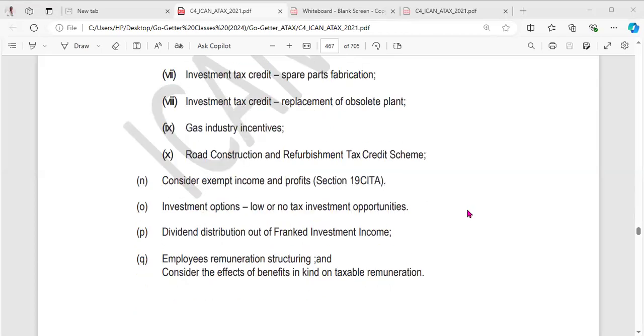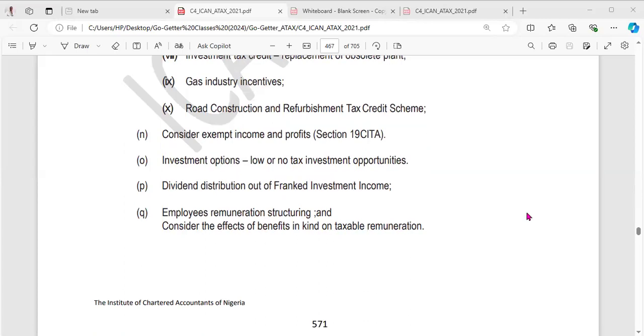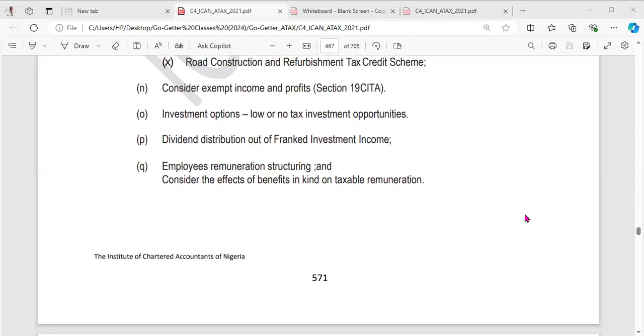Employees remuneration structure, considering the benefits, consider effect of benefit in kind on taxable remuneration. So when the company is giving you benefits in kind, they are giving you an official car as against renting a car for you. Even both of them are tax deductible for the company, and it's going to be an income seen in the hands of the beneficiary. So it means that that big man that they are buying an official car and giving to him, the law says that 5% of the cost of that car is added as income to the person who is enjoying the car. And it's also going to be tax deductible from the company.